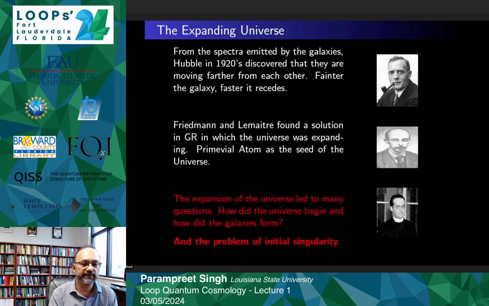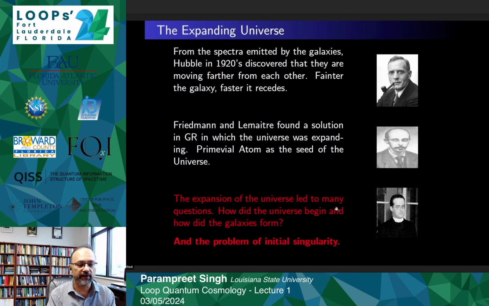Once Hubble discovered this, Friedman and Lemaitre worked very hard to find a solution in general relativity, which was already tested through the solar eclipse experiments of Eddington, that explained the expansion of the universe. And one of the features of Lemaitre's model was a primeval atom, some sort of a seed of the universe, from where all of the universe originated in the very early times.